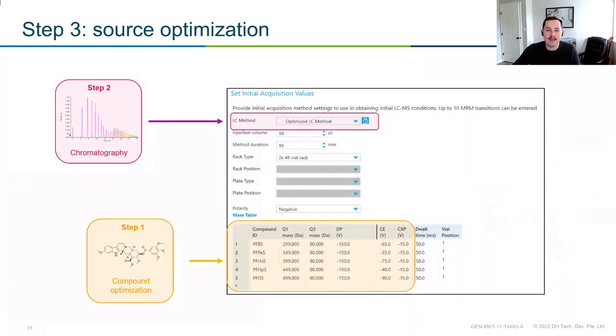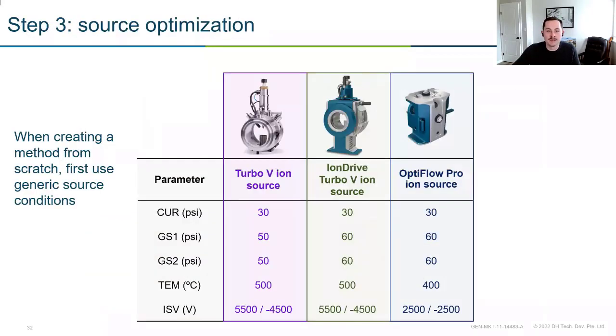So we're going to go ahead and tell our instrument what we want it to run. We tell it the chromatography method that we've already developed. We tell it the compounds it's going to look for with their optimized parameters. And then we're just going to choose some generic source conditions. These will vary a little bit depending on the source that you have, but here are some of my generic starting conditions. And really, it doesn't make a difference. As long as you can see the compounds you're interested in, we're going to optimize for these. So if you can see the compound, you're good to go. Don't worry about it too much.